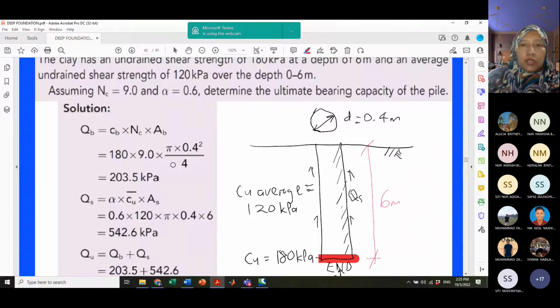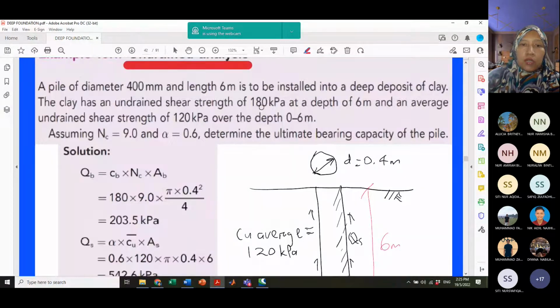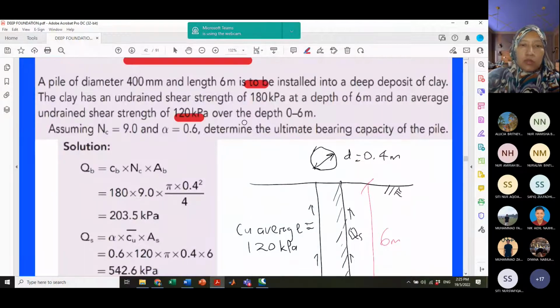Okay, from the information, when you sketch the image, you can see clearly how it is, because when you read, you find that there are two CU values, 180 and also 120 kPa. So when we put in CU for QB and also CU for QS, because in the formula both have CU, one for the base, one along the shaft.